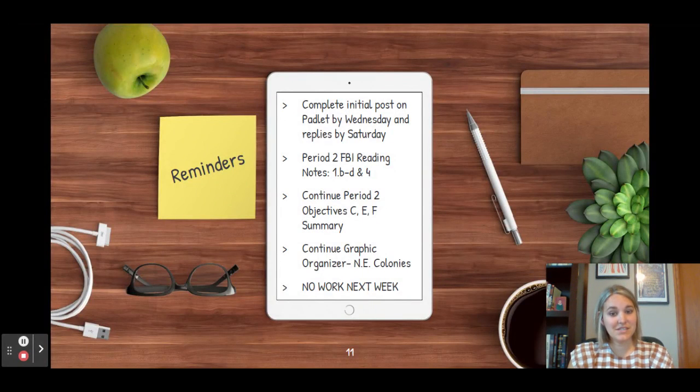So for the week, please continue to complete your Padlet post by Wednesday and replies, your FBI notes, your objectives, graphic organizer, and then next week we have off. So we will not have any meeting next week, and we will resume the following week.